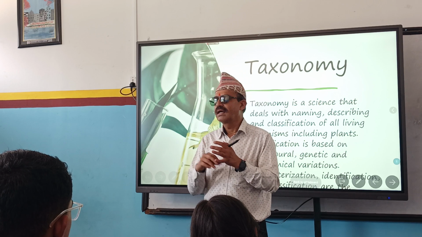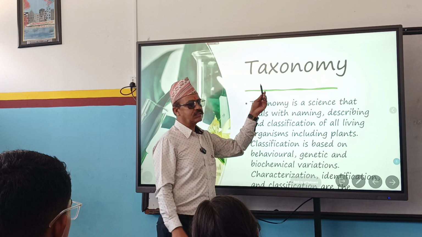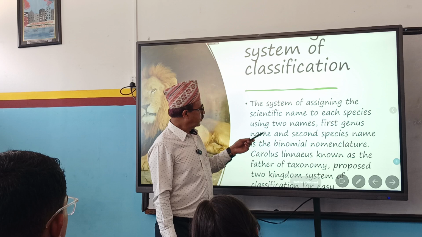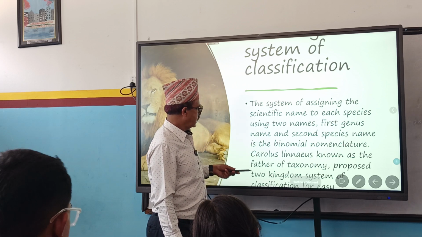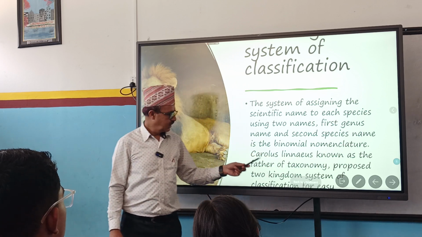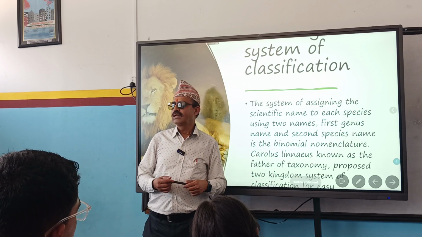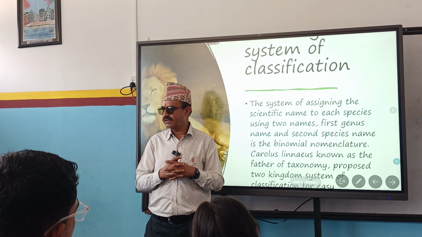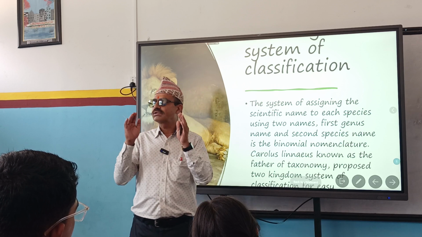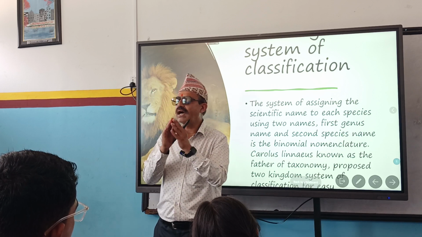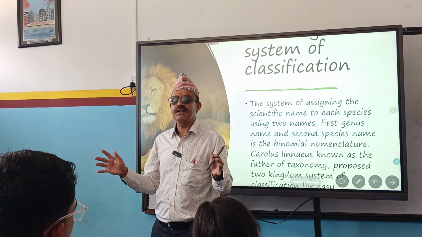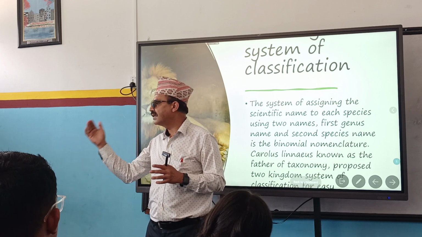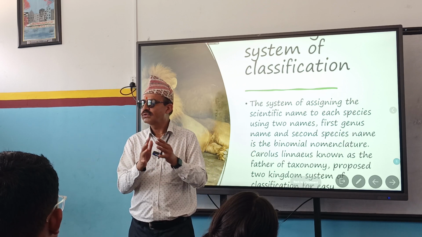They are named and their characteristics explained in which branch of biology? In taxonomy. So here is one person. His name is Carolus Linnaeus. He was from Sweden. Swedish biologist Carolus Linnaeus was the first person to give the idea of how to classify them. He classified all the organisms into two groups. One is Plantae, another is Animalia. That was his system.